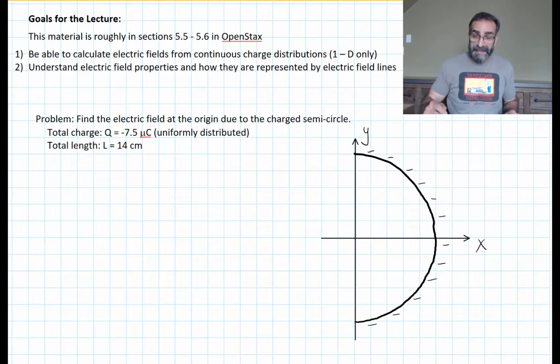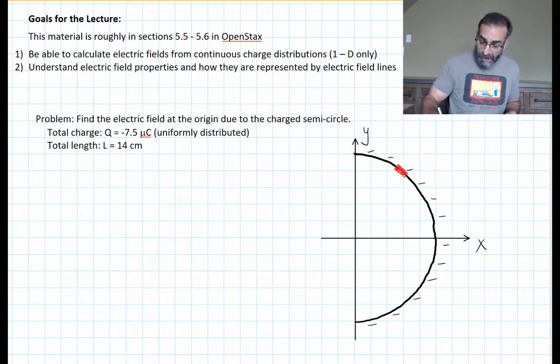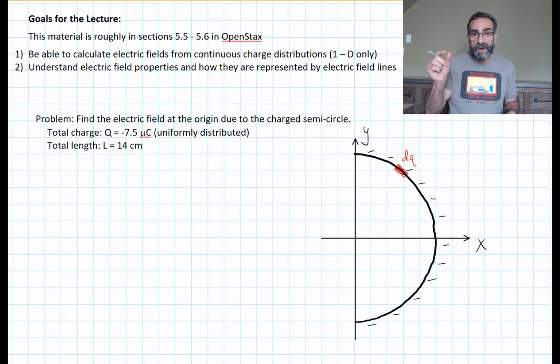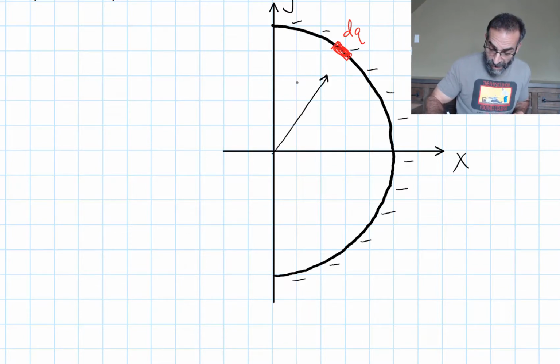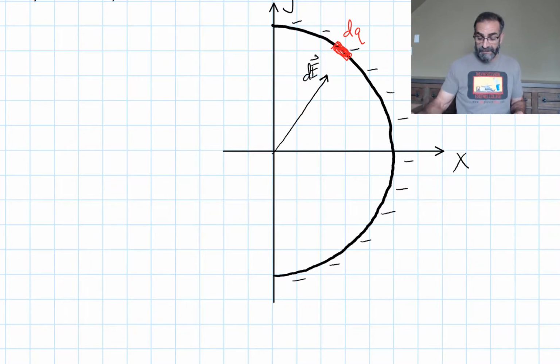We're going to pick a little tiny element of the charge and call that dq. That dq is so small, we can treat it like a point charge. So the amount of electric field it produces, and because the charge is negative, the electric field will point toward dq, and we'll call that dE. So we'll treat it like a point charge.